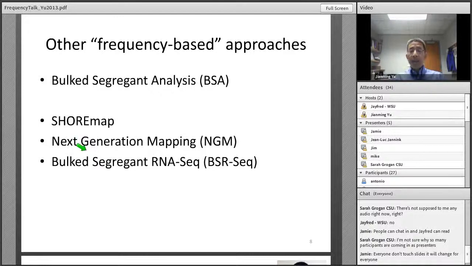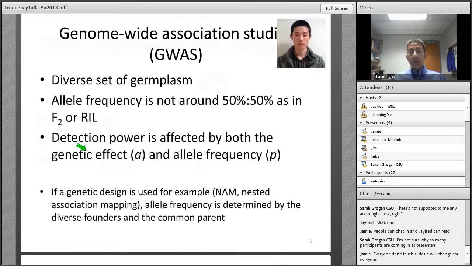And the paper has a supplementary file to show what they did. In other frequency-based approaches, the basic half-half frequency comes into play a lot of times. Think about the bulk segregant analysis, the earlier paper published a long time ago in PNAS, there's a frequency there. And if you look at some of the later publications, about QTL-seq, I don't know if you have heard about this, or next generation mapping, or bulk segregant RNA-seq.